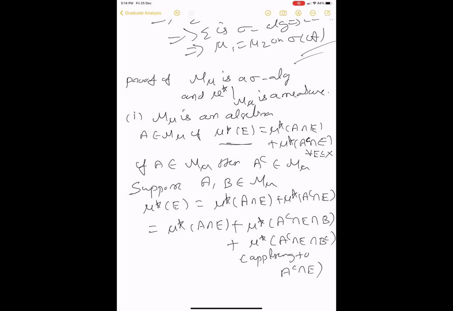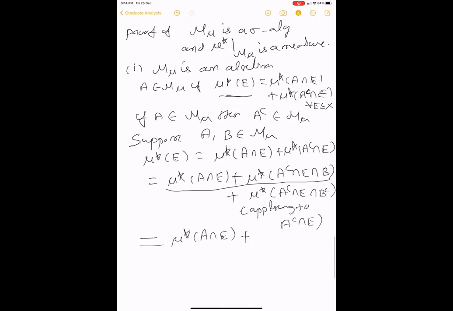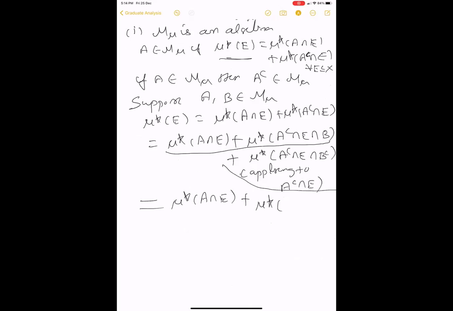Now let us write this again. Mu star of A intersection E plus mu star of A complement intersection E intersection B, plus mu star of E intersection the complement of A union B.